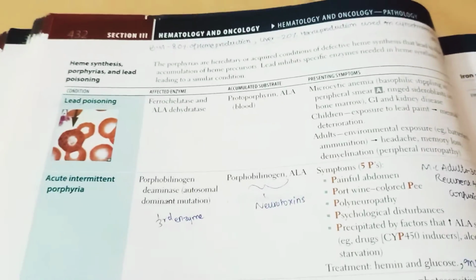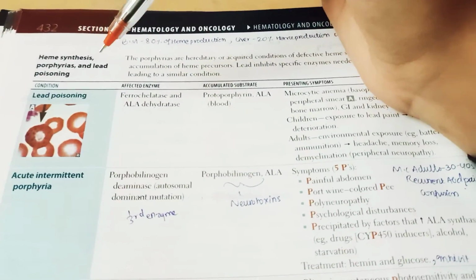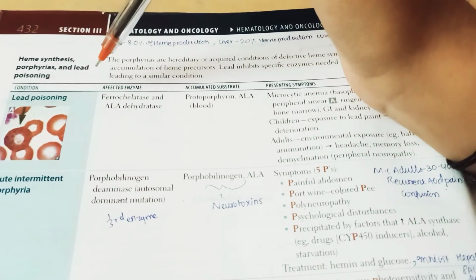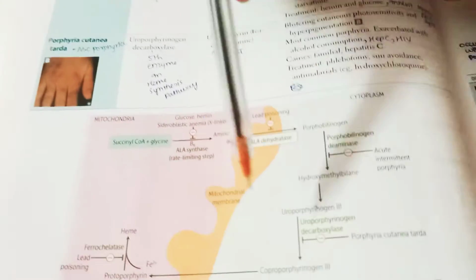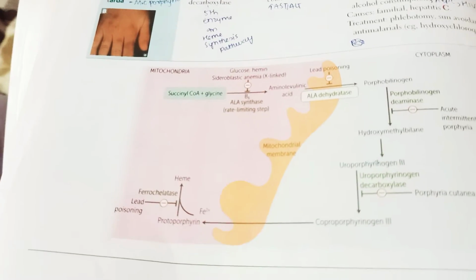So next we are going to discuss heme synthesis, porphyrias, and lead poisoning. Already we discussed lead poisoning, but again it is repeated here because it is related to this diagram. By this diagram you can clearly understand.